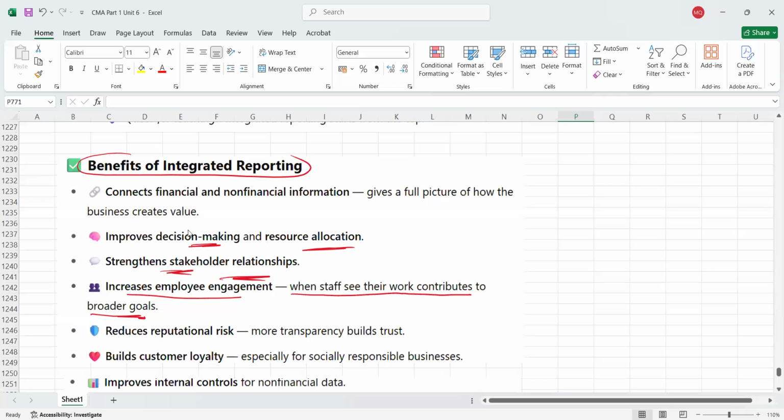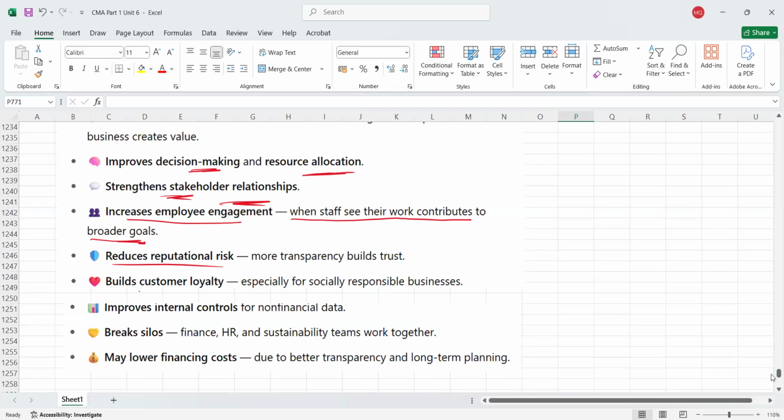It can reduce the reputational risk. How? Because in integrated reporting we also try to explain environmental capital, like how we are affecting the environment or how we are protecting the environment. It can increase your reputation, or it can minimize the reputational risk, that is what it means.